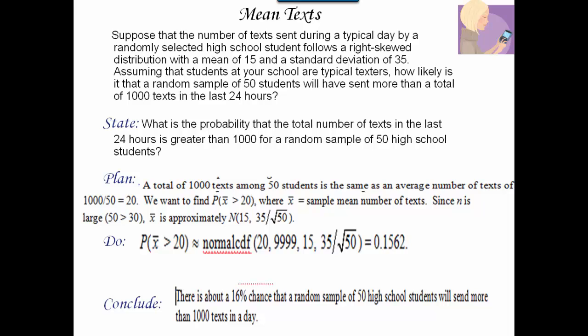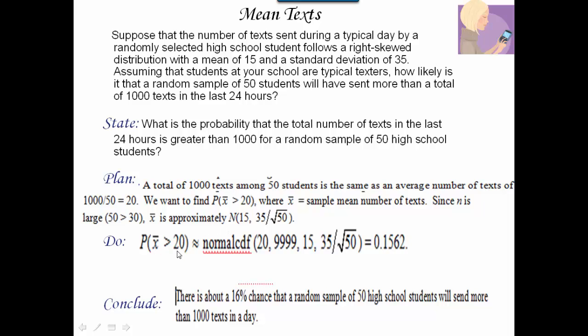Now we do the plan. We have a total of 1,000 texts among 50 students, which is the same as an average number of texts, which is 1,000 divided by 50, or 20. We want to find the probability that x bar is greater than 20, where x bar is a sample mean number of texts. Since n is large, 50 is greater than 30, x bar is approximately normal.